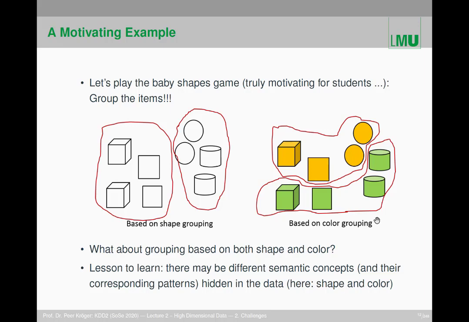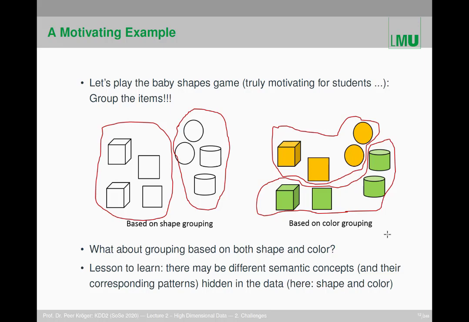And that may be the case in any raw data, and of course the corresponding patterns can only be found if you focus on the right set of features. So if you focus on the 5 features representing shape, you probably end up in the left-hand grouping. If you focus only on the 5 features representing color, you end up in the right-hand side.